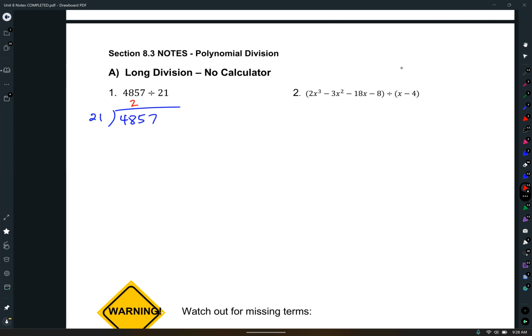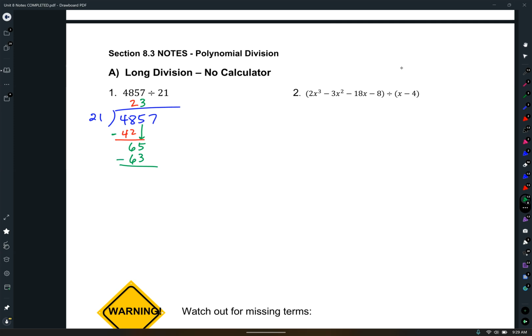And then if you multiply 2 times 21, you're going to get 42. And then remember, you draw your line and you subtract, right? So 48 minus 42 is 6. And then we start all over again. Remember, you bring down the next number, so bring down a 5. And then 21 times something equals 65. Let's see, I think that's going to be 3. And so if you multiply 3 times 21, that's going to be 63.